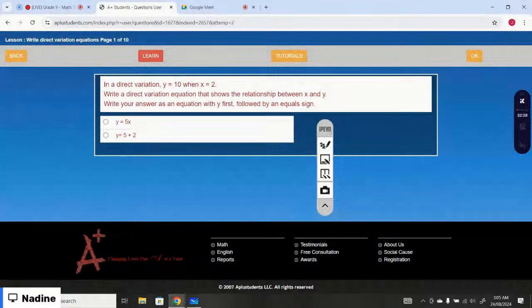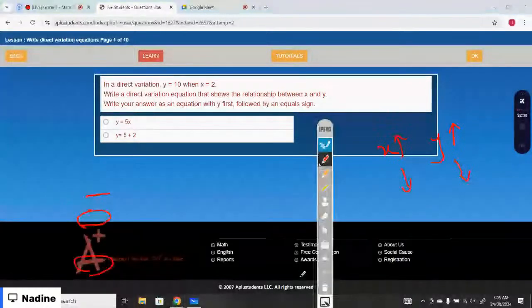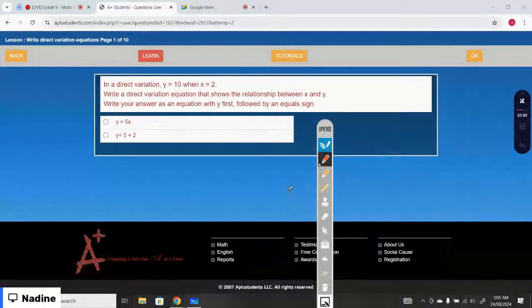Okay, let's just start with the test questions. In a direct variation, y equals 10 when x equals 2. Write a direct variation equation that shows the relationship between x and y. Write your answer as an equation with y first followed by the equal sign.